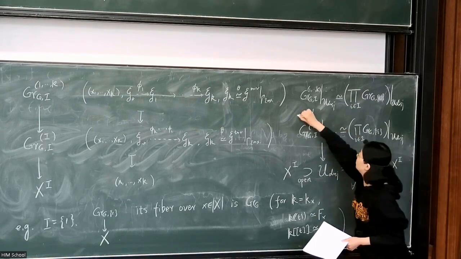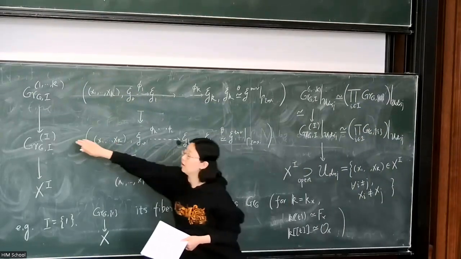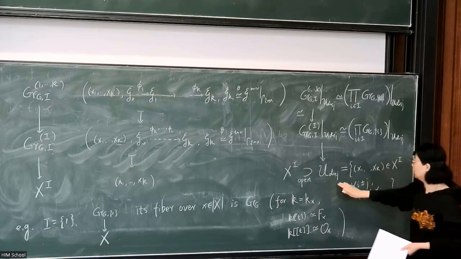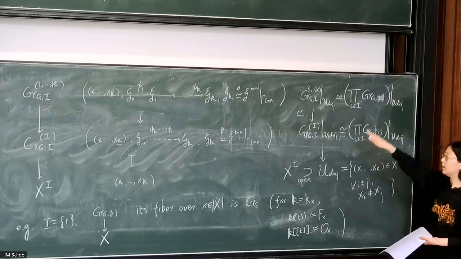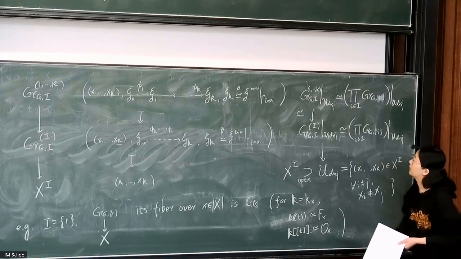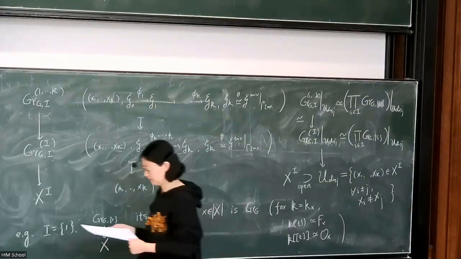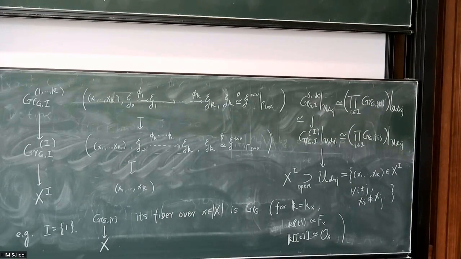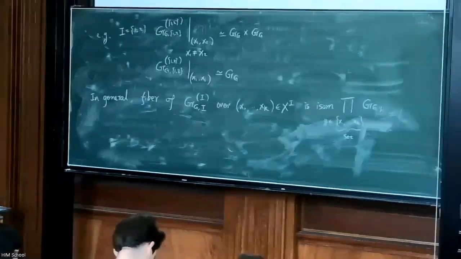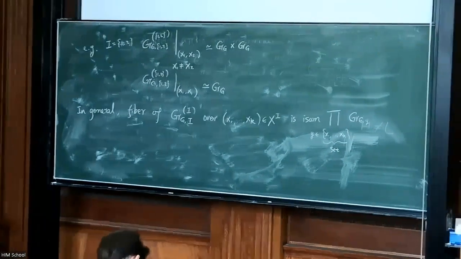So the fiber of this map over the open, where all the legs are different, is an isomorphism. And sorry, I will use this part.